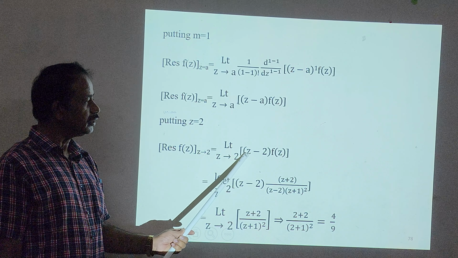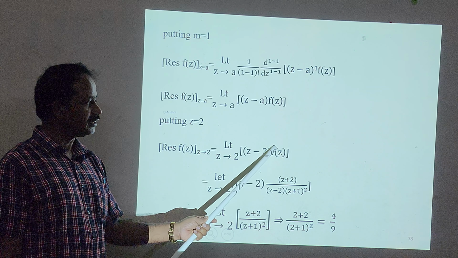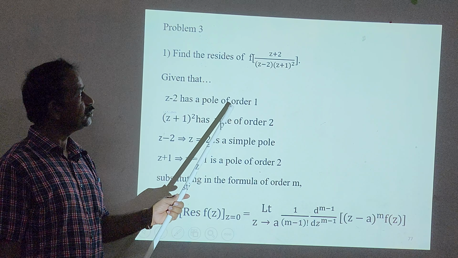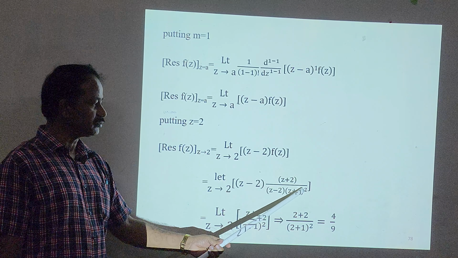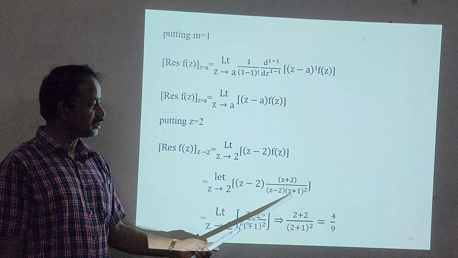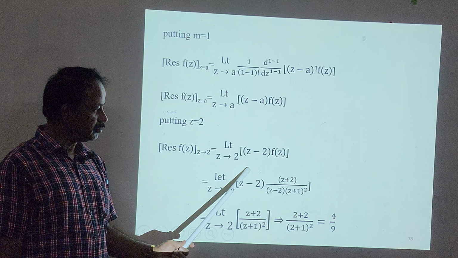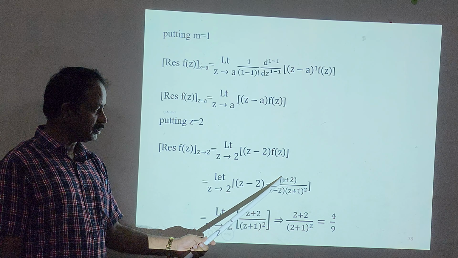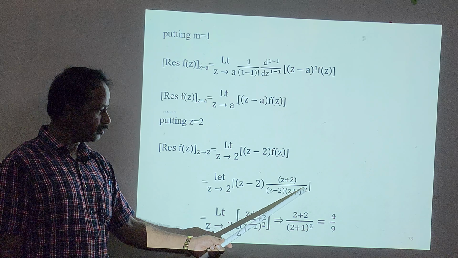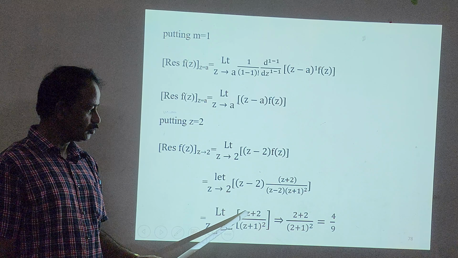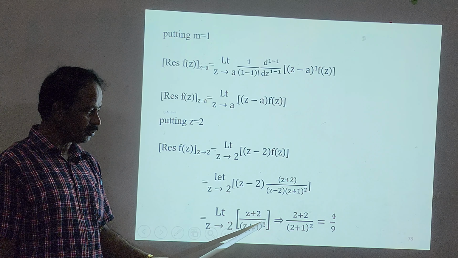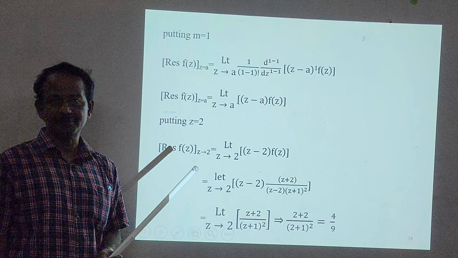So this will give you z minus 2 times f of z. Instead of f of z, you substitute this one. So we'll have to substitute z plus 2 divided by z minus 2, z plus 1 whole square, and the similar term will be cancelled. You have z plus 2 divided by z plus 1 whole square, z tends to 2. You substitute for z as 2. So 2 plus 2 divided by 2 plus 1 whole square will give you 4 by 9.